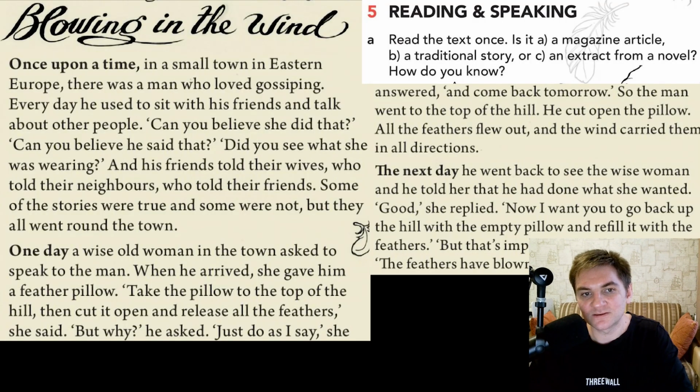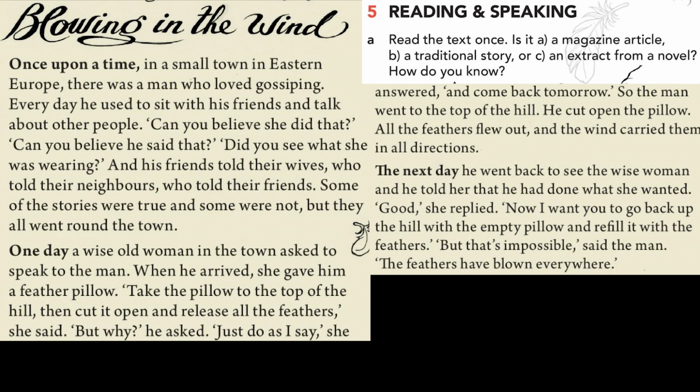Number 5. Reading and speaking. Part A. Read the text once. Is it A. a magazine article, B. a traditional story, a sort of story that our parents were telling us when we were kids, or C. an extract from a novel? And how do you know? Look, I think any comments here will not be necessary. Just read the text and choose the correct option.